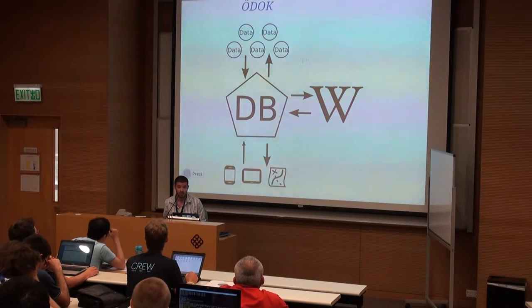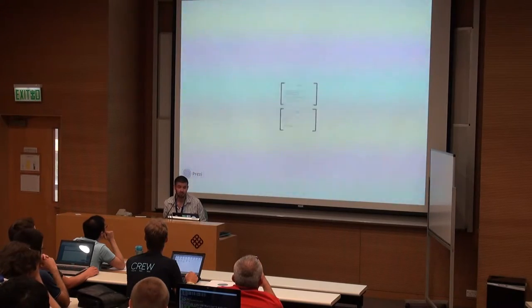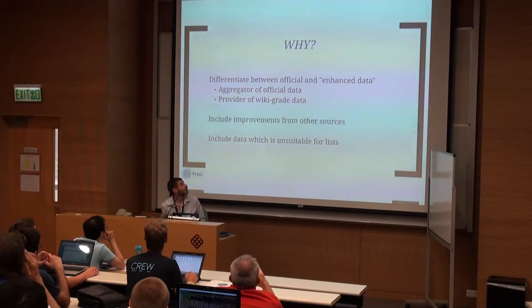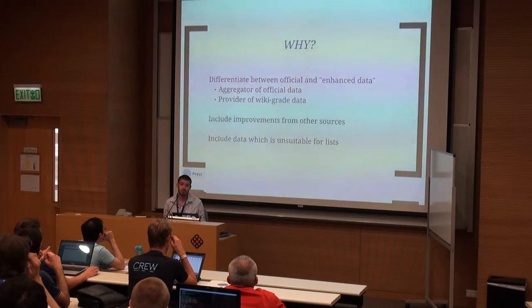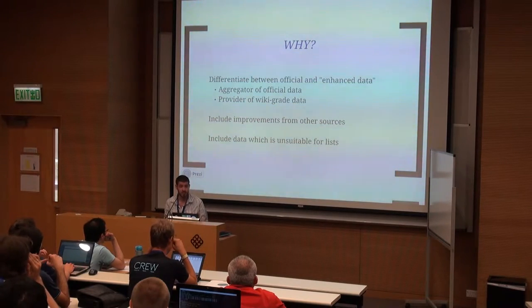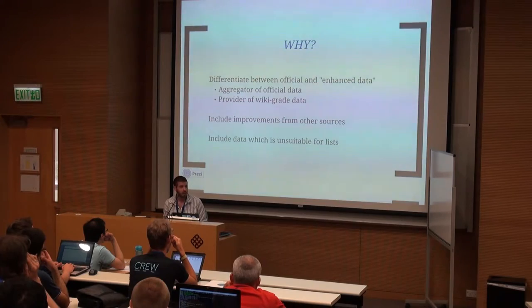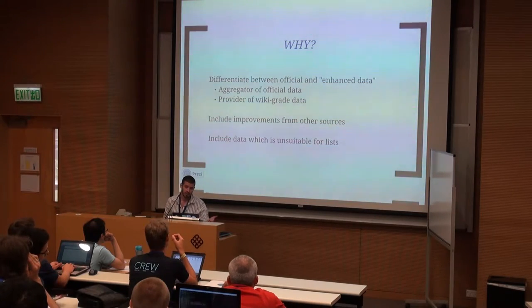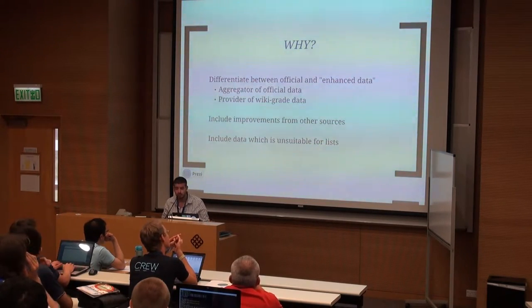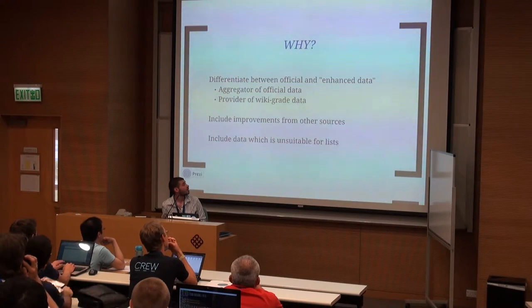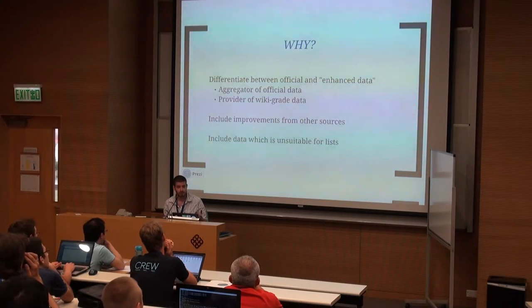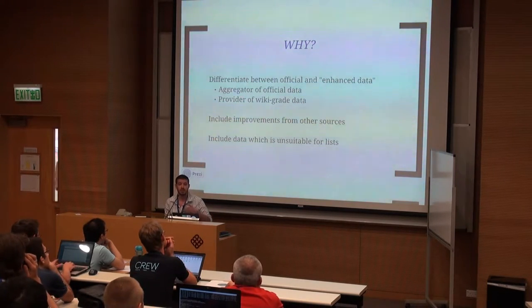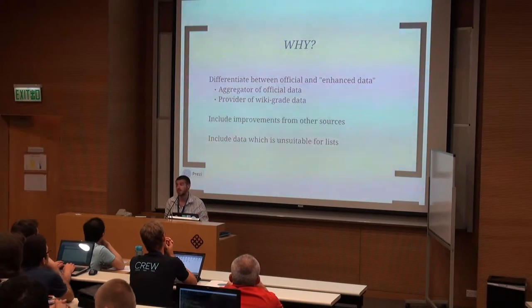So the obvious question is, why would we try and do this differently? The reason for this was that we want to be able to serve both as an aggregator of the official data, but also as a provider of the wiki-improved data, so the enhanced data. And in order to do this, we need to distinguish between what's the original info and what's the improved info. In addition to this, we also wanted to keep track of the changes so that the municipalities themselves can use this updated information.